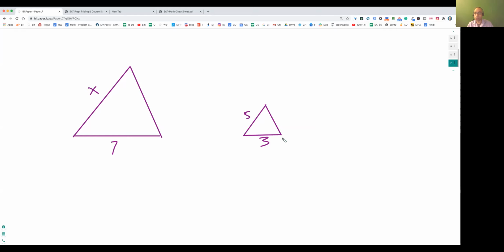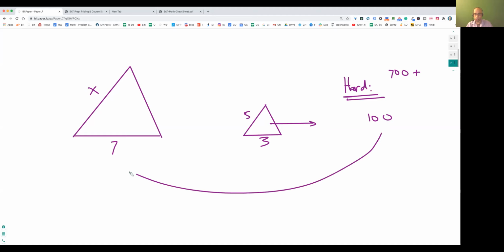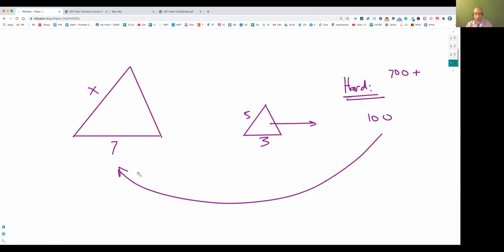Those people who have already solved this, here's the extra hard part, or the interesting part for the 700 plus people. If the area of this triangle is, let's say, 100, what's the area of this one? Now that's a complicated problem. See if you can try it. But let's go to this problem here.